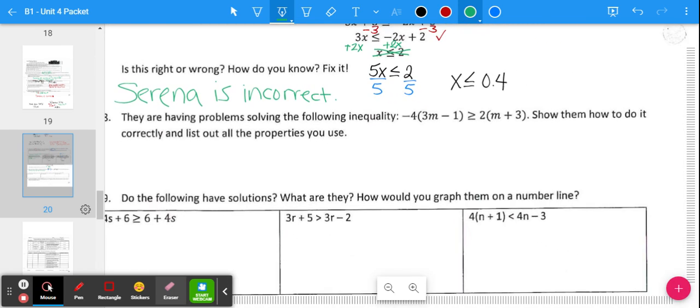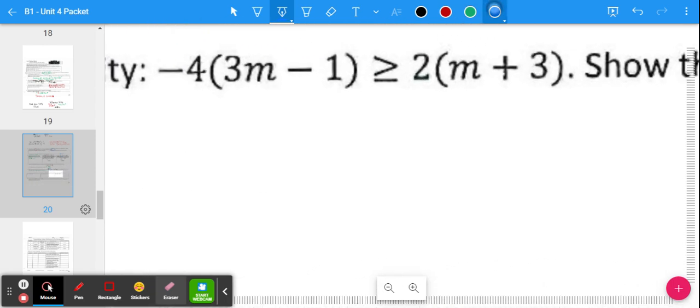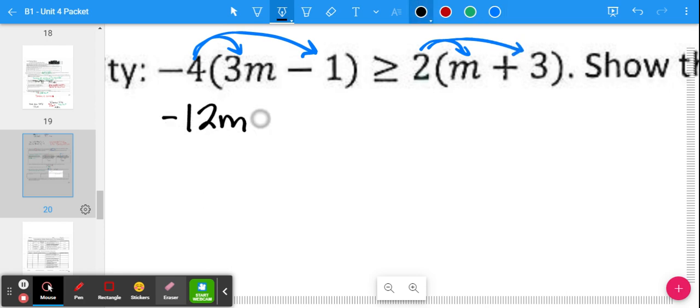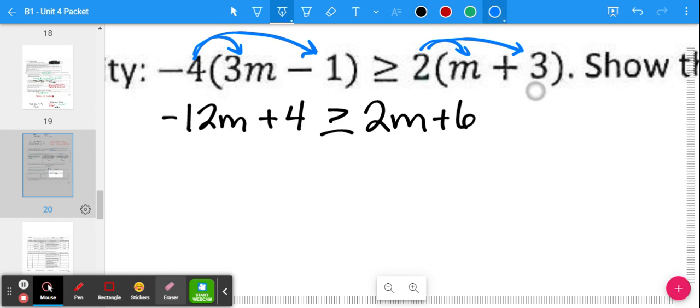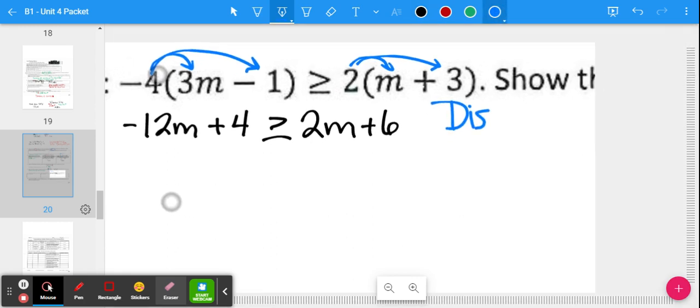So the next one says they are having problems solving the following inequality. Show them how to do it correctly and list out all the properties you use. So the first thing we need to do is distribute. We need to get rid of our parentheses through distribution. So we have negative 12m plus 4 greater than or equal to 2m plus 6. And again, that's the distributive property.